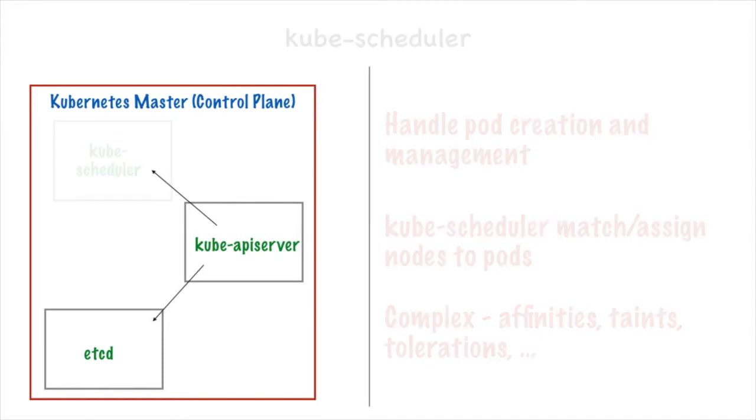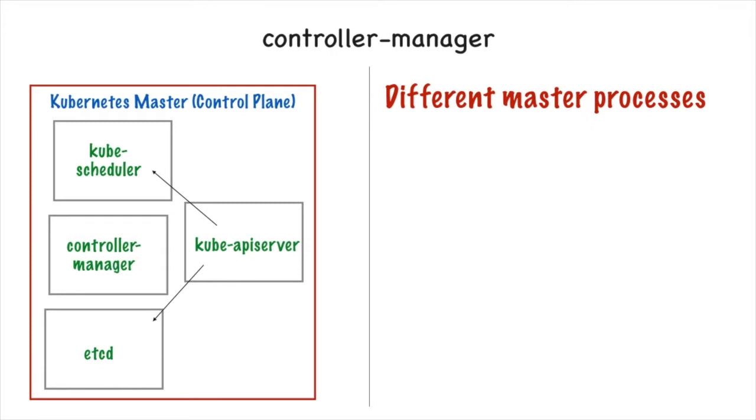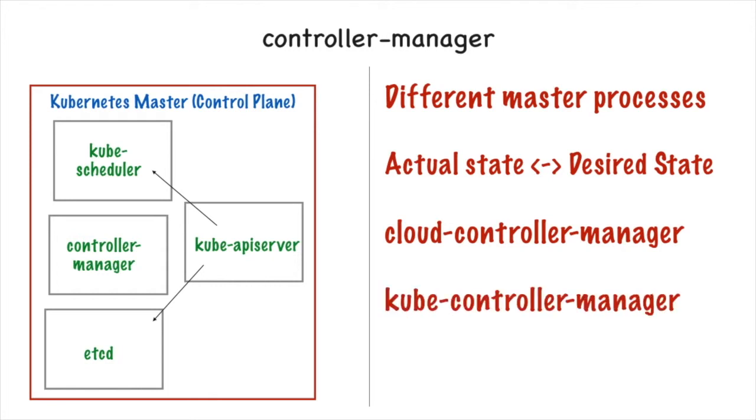The last and maybe the most interesting remaining component of the control plane is the controller manager. This controller manager is a kind of grab all for a set of different master processes. Those master processes have broadly the responsibility of making sure that the actual state of the cluster and the desired state of the cluster match each other perfectly. There are two possible choices for the controller manager. If this is a Kubernetes cluster which is running on the cloud, this controller manager is most likely going to be a cloud controller manager. If not, and if this is an on-premise or non-cloud Kubernetes cluster, this is most likely going to be a kube controller manager. In either case, there are going to be separate controllers for different aspects of matching the desired and actual state of the cluster.